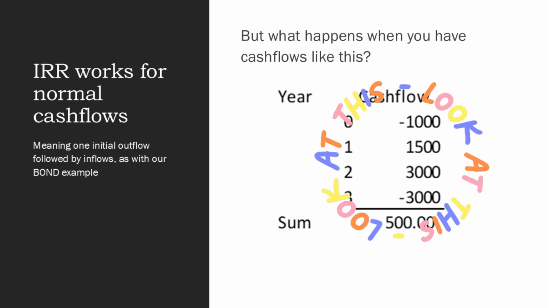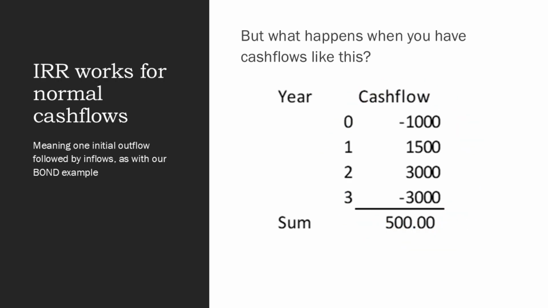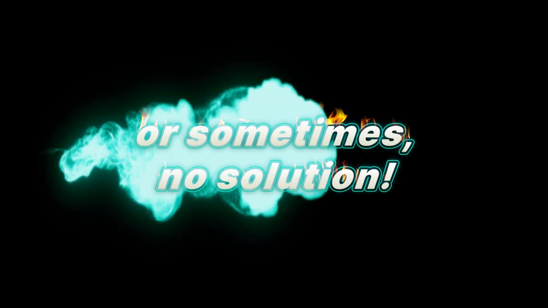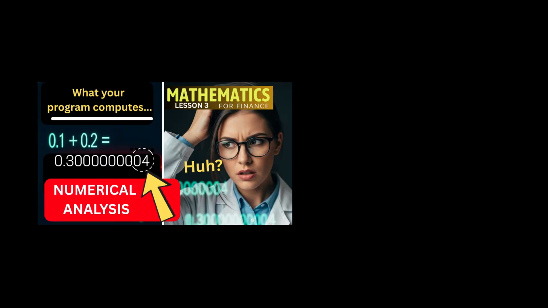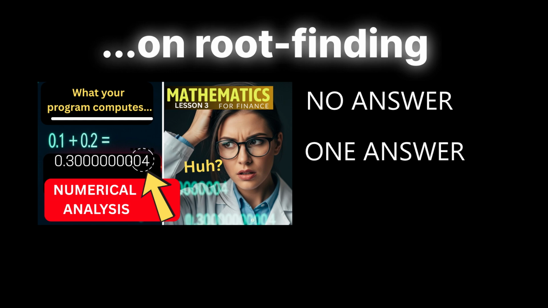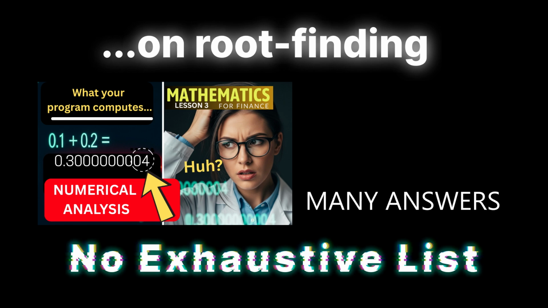That means the NPV equation, which is a polynomial, can have more than one real root. The result might be multiple internal rates of return. In some cases, the equation might not have any positive real root at all, meaning no valid IRR exists. So lesson 3 about root finding suddenly comes to the fore. When you use Excel at times, there might be no answer, or there might be one unique answer, or there might be more than one answer and you won't even know it because Excel will not give an exhaustive list of answers. It'll just give you one answer if there is one.